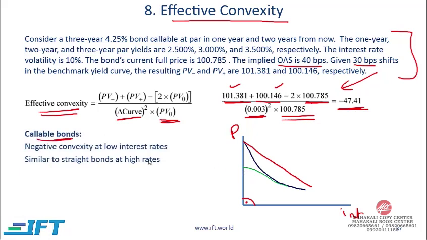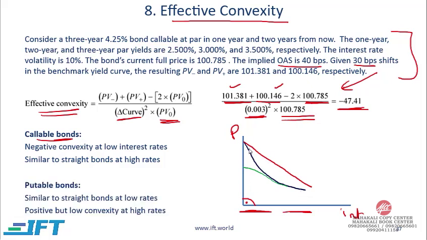So notice that with callable bonds, as depicted by the green curve, there is a negative convexity at low interest rates. At high interest rates, the convexity becomes similar to straight bonds. With puttable bonds, the curve will look something like this. So we've seen this before.